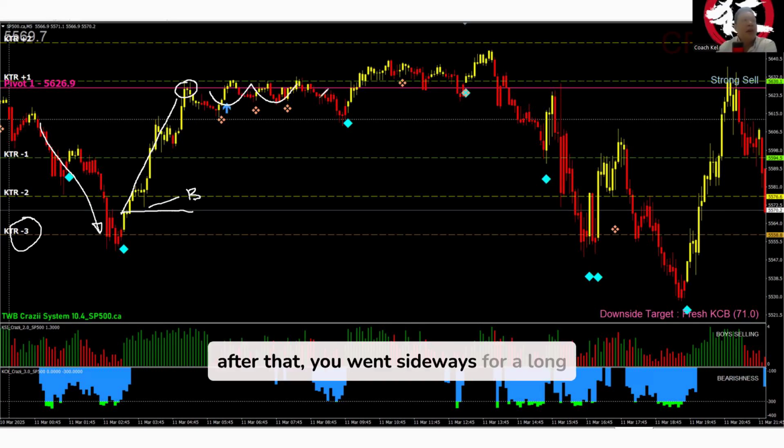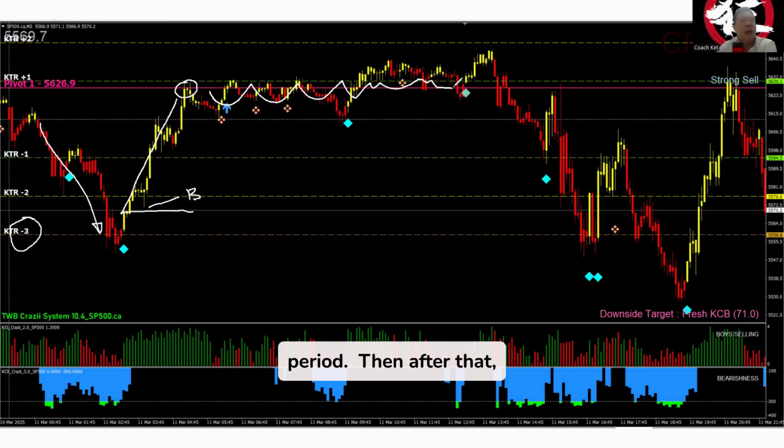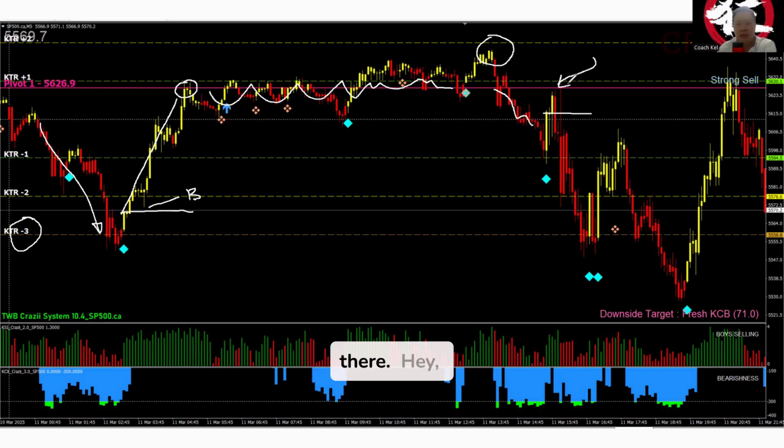Okay, then after that, it went sideways for the longest period. Then after that, it tried to go to KTR +1, +2, sorry, missed it and pulled back. Something is wrong. And then after we came back down again, that was where the diamond is. The market purposely touches there.